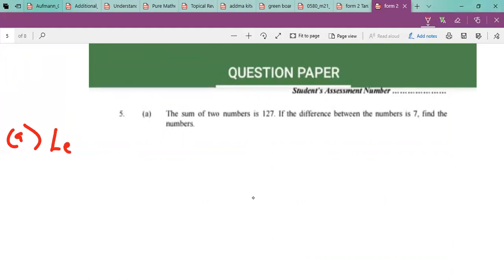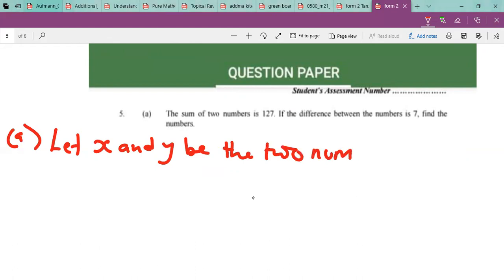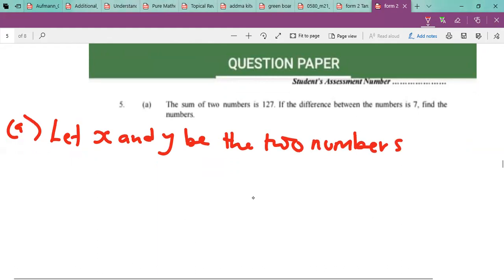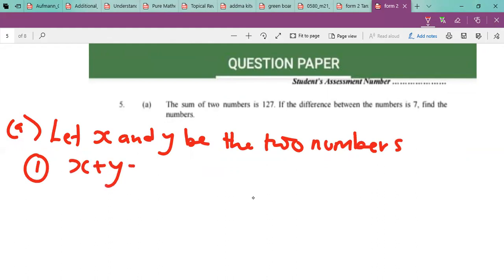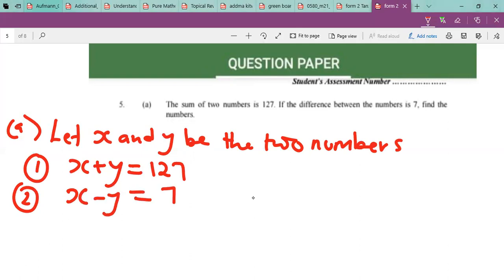Say, let x and y be the two numbers. Because we don't know, let x and y be the two numbers. Then, if this is the case, it simply means, number 1, when you add x to y, the answer must be 127. All right? Number 2, when you subtract, the answer must be 7.